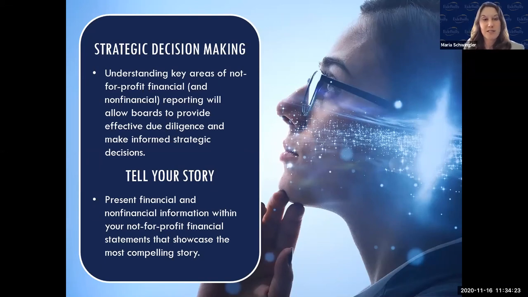First, with strategic decision-making, once you understand the key areas of nonprofit financial and non-financial reporting, boards and management can more cohesively work together to perform effective due diligence when it's needed, about where the organization has been and where the organization may be going in the future. And that is all going to help make well-informed strategic decisions. And also, you'll be able to present financial and non-financial information both internally and externally in a way that tells the most compelling story to your readers.